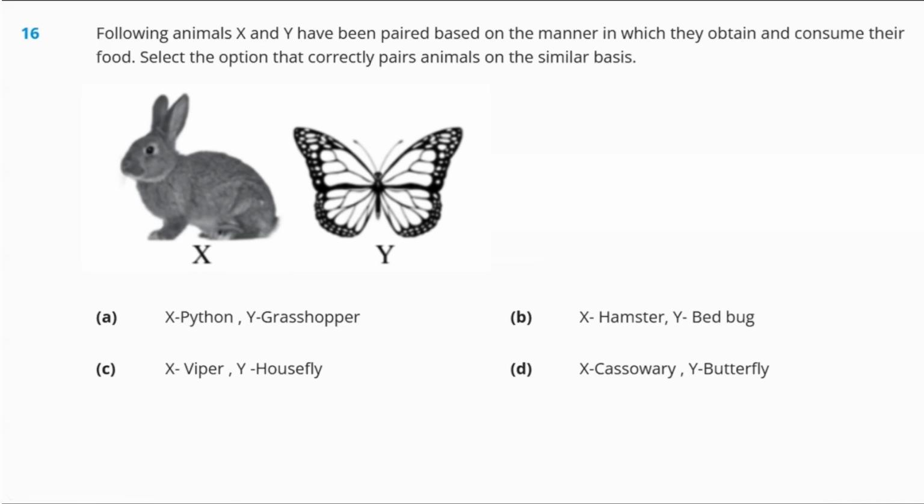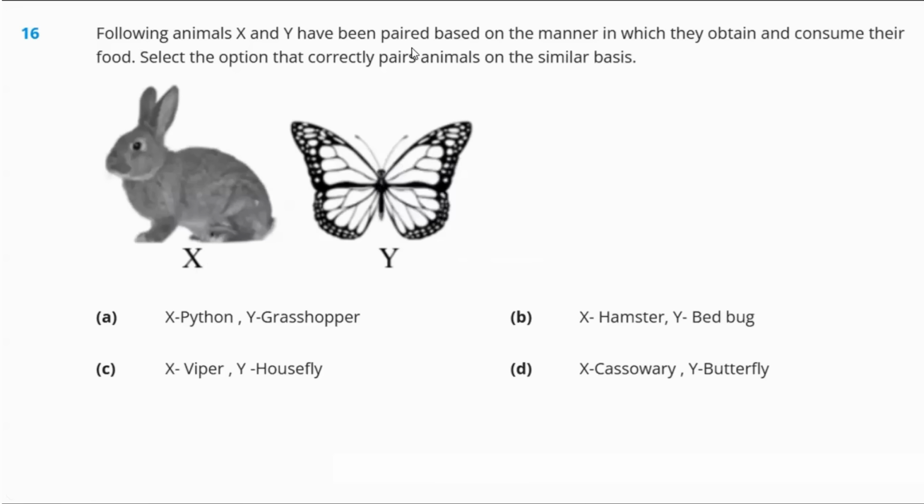Question number 16 now. Question number 16 says, the following animals X and Y have been paired based on the manner in which they obtain and consume their food. Select the option that correctly pairs animals on a similar basis. Okay, so here this is a rabbit and this is a butterfly. The rabbit feeds by gnawing, and the butterfly by sucking. Okay, and the similar pattern we see in the hamster and the bed bug.